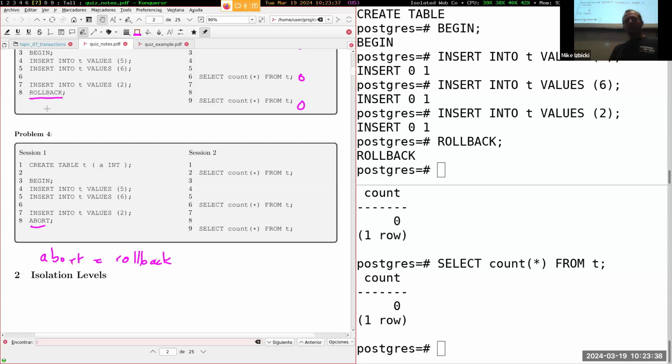Semantically, at a higher level, at a user level, abort should somehow signal that an error happened, and rollback should signal that it was intentional, we want to get rid of this data without any sort of error happening. Other databases might behave slightly differently if you have rollback versus abort, but for Postgres, they are 100% identical, and in particular for the purposes of the quiz, 100% identical. Any questions about any of those first problems?